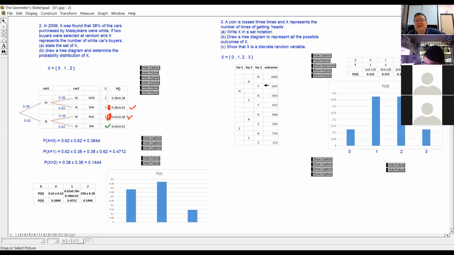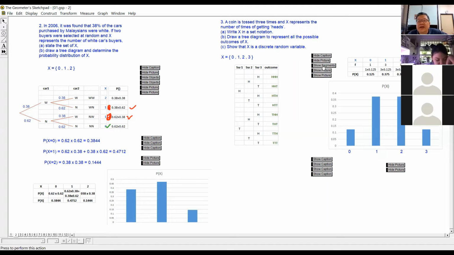So the number of heads can be 0, 1, 2, 3. And the tree diagram looks like this. Head or tail on the first throw. I go and copy from the other side. Then the second throw can be head or tail. The third throw can be head or tail. If it's head, then head or tail. If it's tail, it can also be head or tail. Slowly you list out all these possible outcomes.